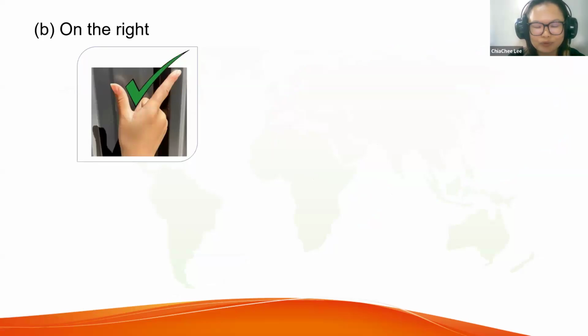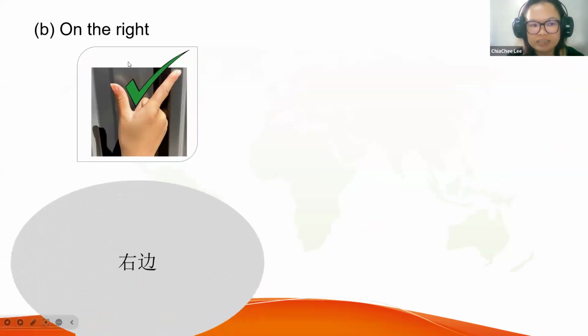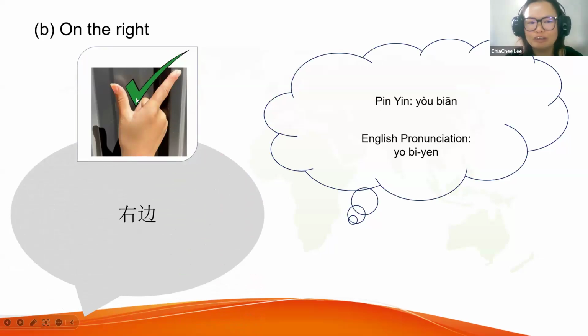Next, we use both hands as well, and this time we put on to the right. Again, we raise both hands up. Look for a tick, just like the famous brand. Right also means correct. Correct, we will tick. Give it a tick, that is 右边.